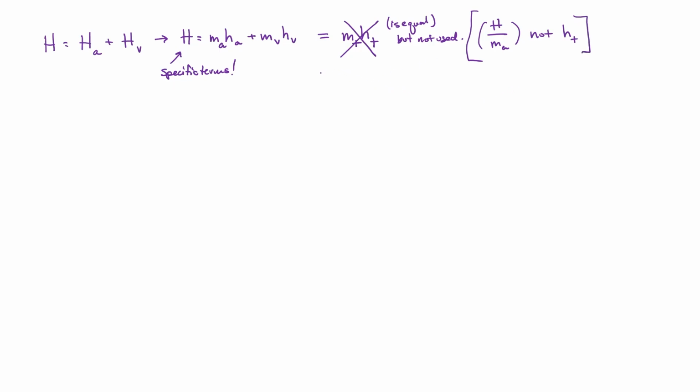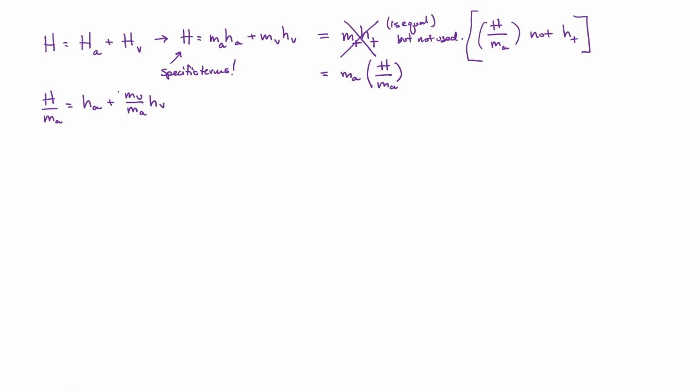In order to make it equal, this would be equal to the mass of the air going through times my total enthalpy divided by the mass of the air. So my equation becomes: I divide everything by the mass of the air. So I have my total enthalpy divided by mass of air. This is my specific enthalpy for a psychrometric system, which is just my H of my air plus the mass of my vapor divided by the mass of my air times H_v.